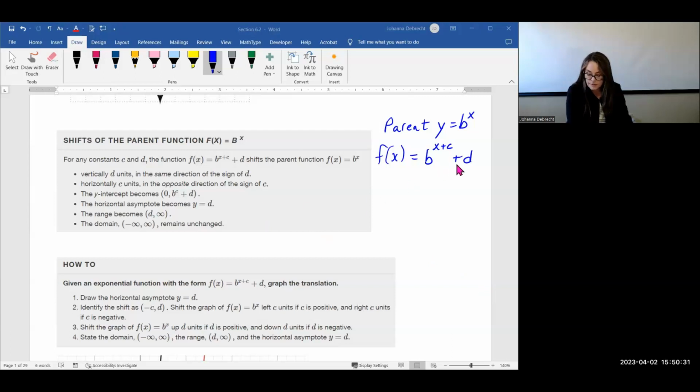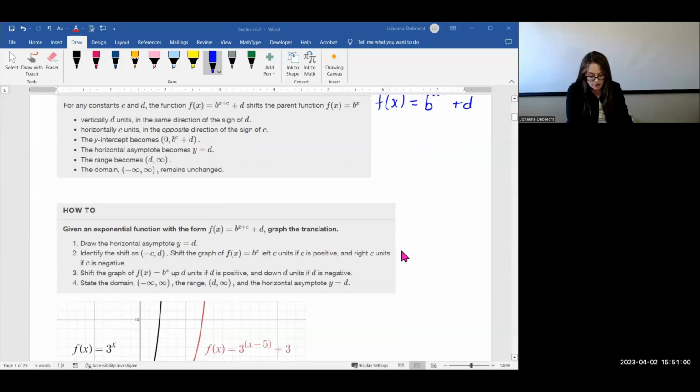Now, if you have this here on the outside of the exponential, this does affect the horizontal asymptote. The new horizontal asymptote will be the equation y equals d. You can see that right here. The range will then go from d to infinity instead of from 0 to infinity. The domain does not change.